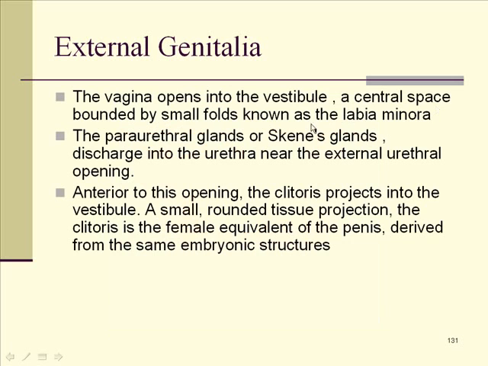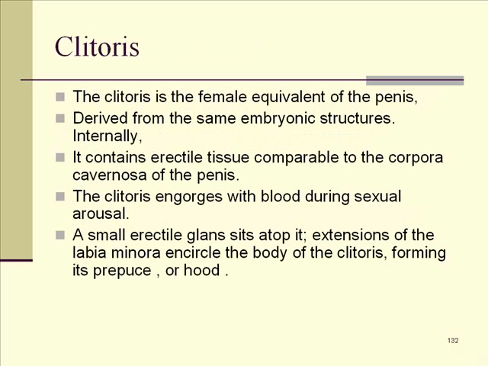The external genitalia, again, the vagina opens into the vestibule. It's a space bounded by small folds known as the labia minora. There are periurethral glands, or Skene's glands, which discharge into the urethra near the external urethral opening. Anterior to the urethral opening, a small rounded tissue projection referred to as the clitoris projects into the vestibule. It is equivalent to the male penis, derived from the same embryonic structure but obviously did not develop as in the male.